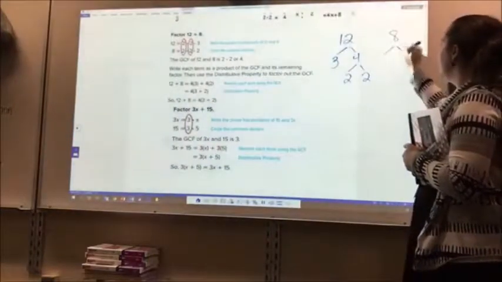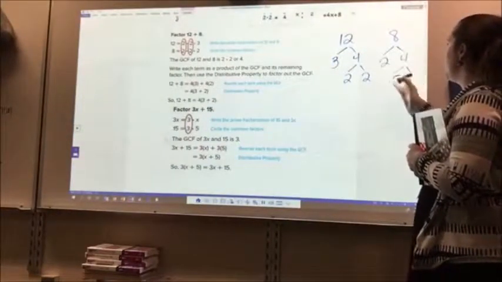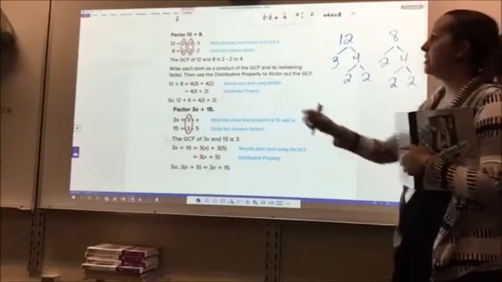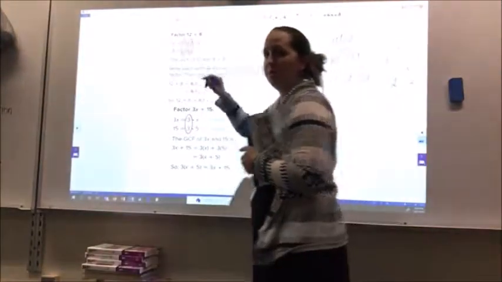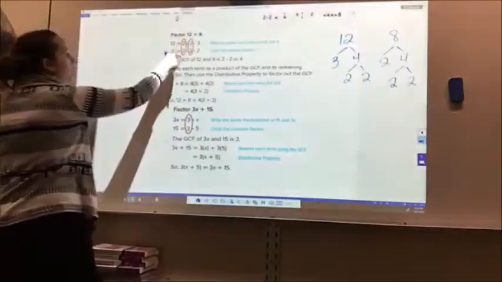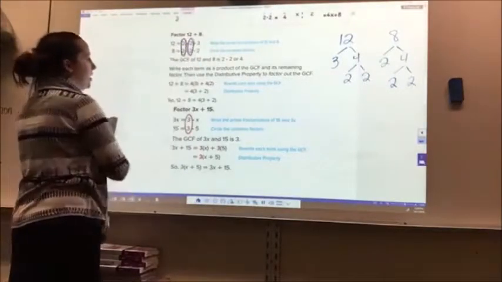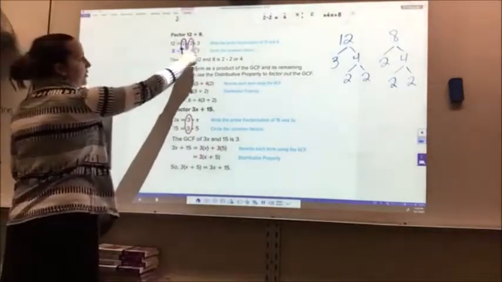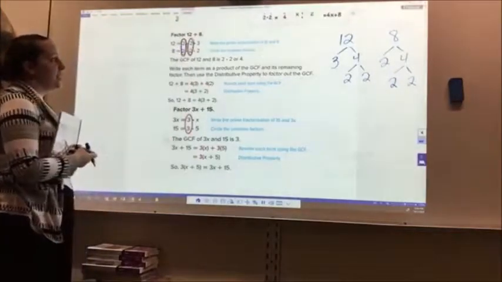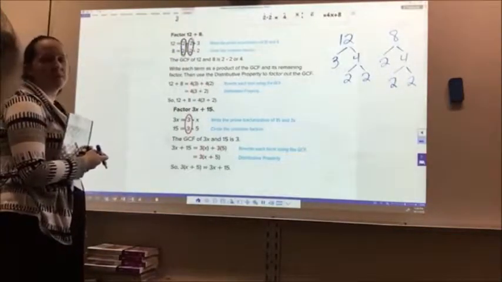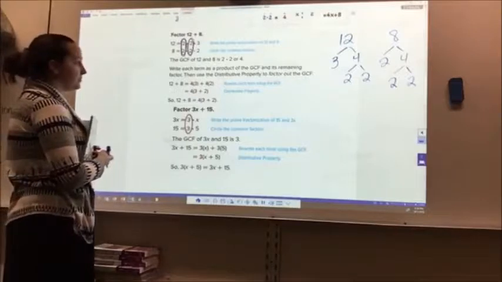For 8 is 2 times 4, and 4 breaks down into 2 times 2. So 2 times 2 times 2. Then I go ahead and circle the ones that are in common. So I have a 2 in common and another 2 in common. Then I'm left with a 3 and a 2. So the GCF of 12 and 8 is 2 times 2, or 4.